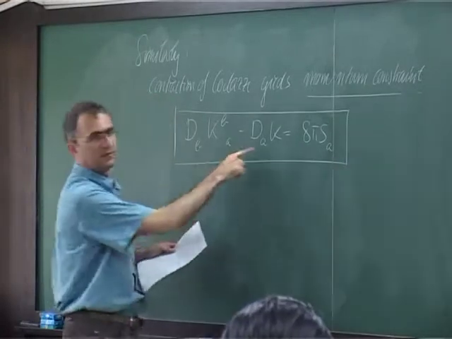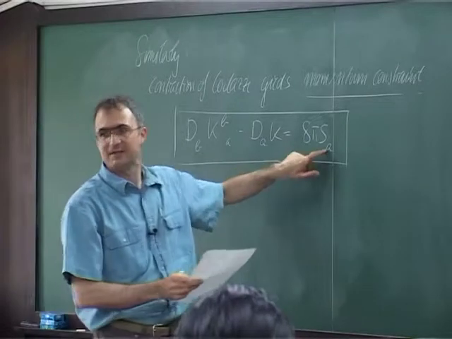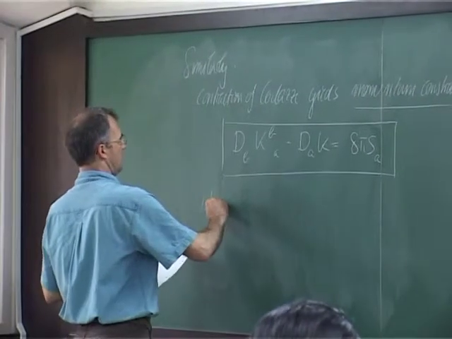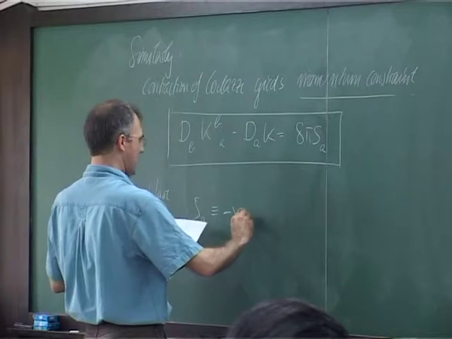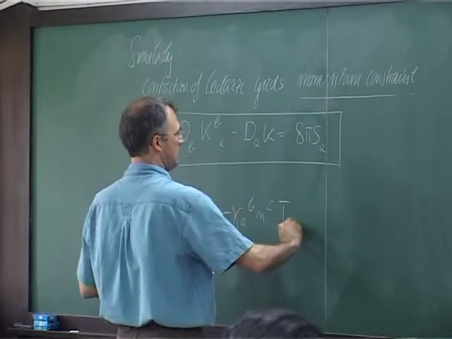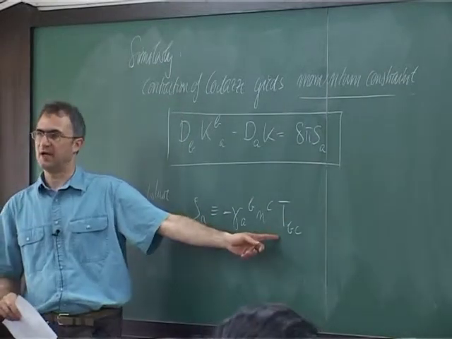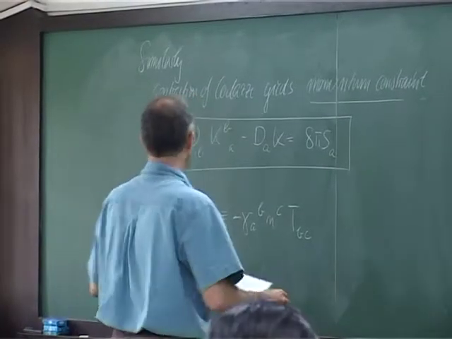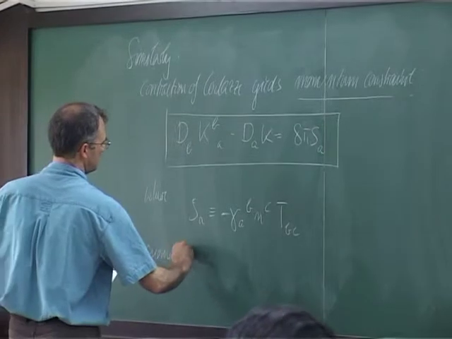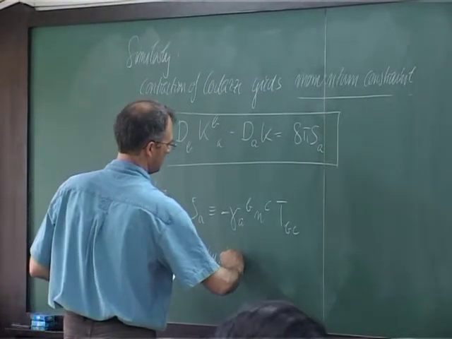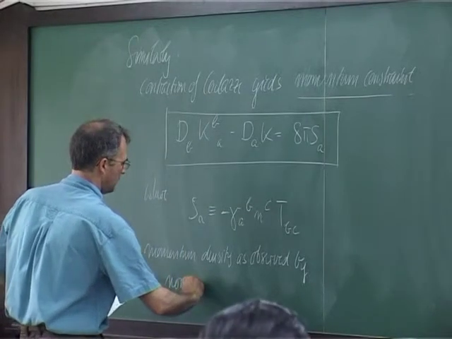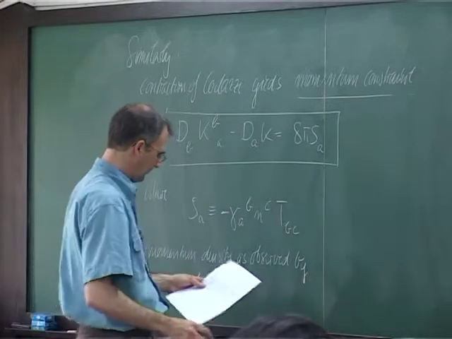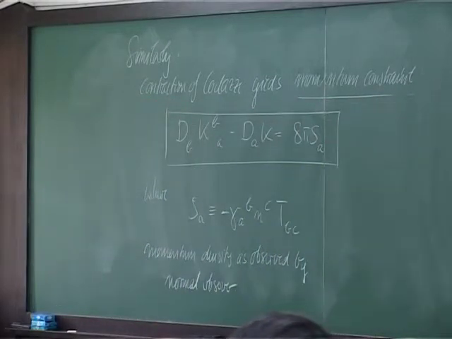It contains, just like the Codazzi equation, covariant derivatives of the extrinsic curvature. On the right-hand side, we now have a different projection of the stress energy tensor. This projection is the following. S_A is defined as minus gamma_AB n^C T_BC. And this is the momentum density as observed by a normal observer.